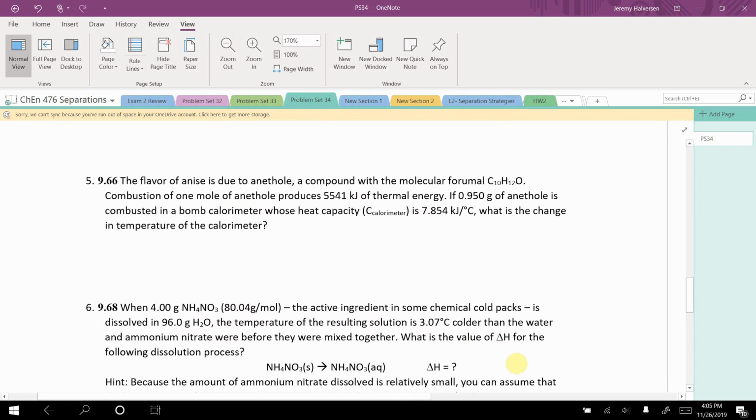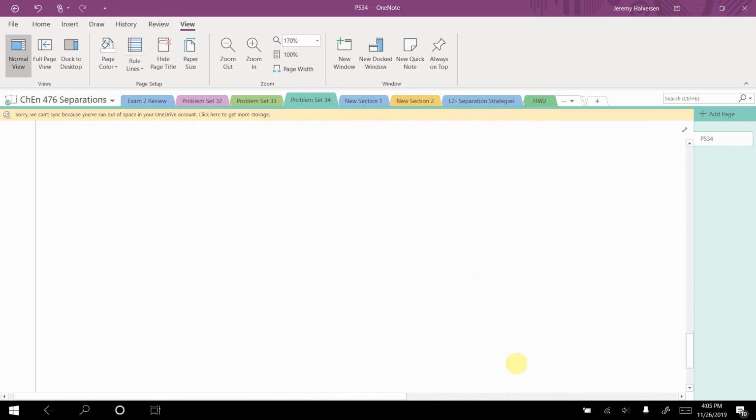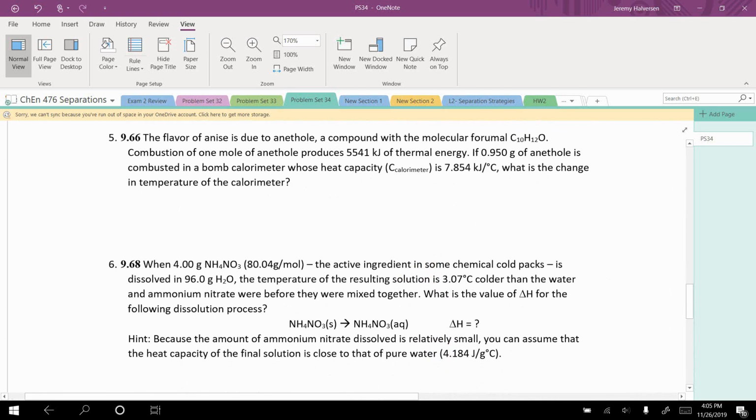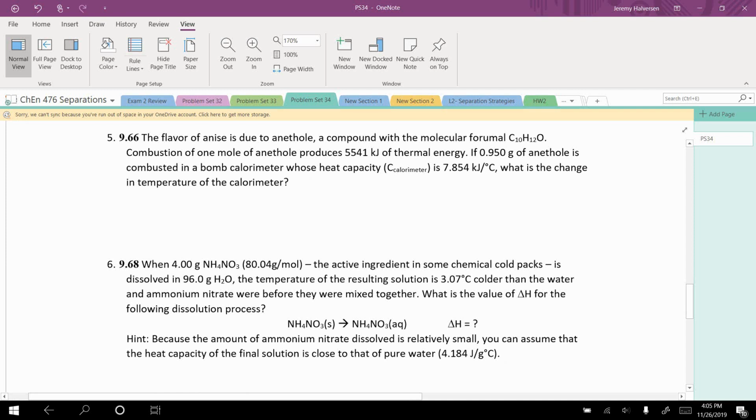All right, on to number 5. The flavor of anise is due to anethol, a compound with a molecular formula of C10H12O. Combustion of 1 mole of anethol produces 5541 kilojoules of thermal energy. If 0.95 grams of anethol is combusted in a bomb calorimeter with that heat capacity, what's the change in temperature?